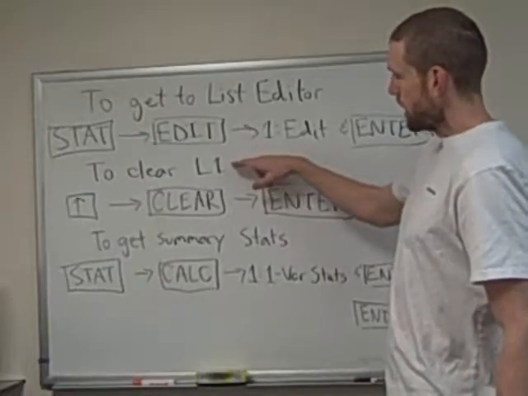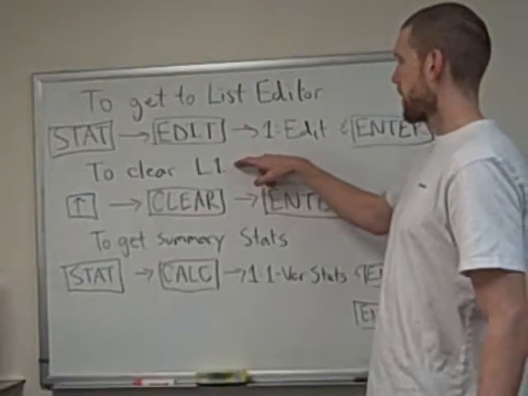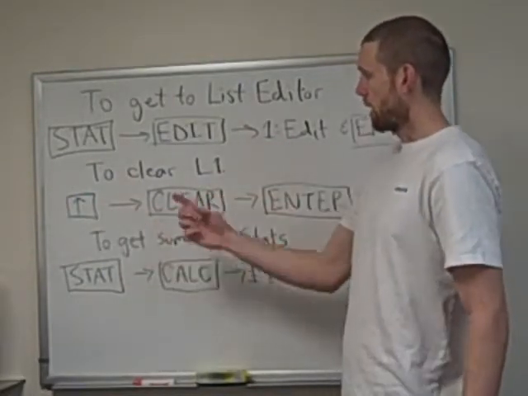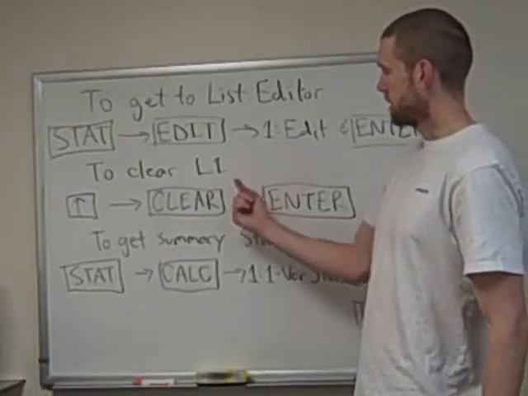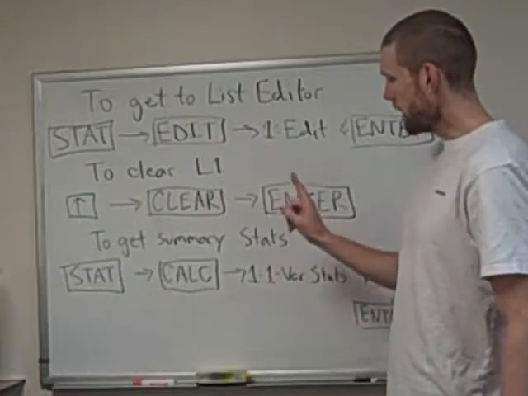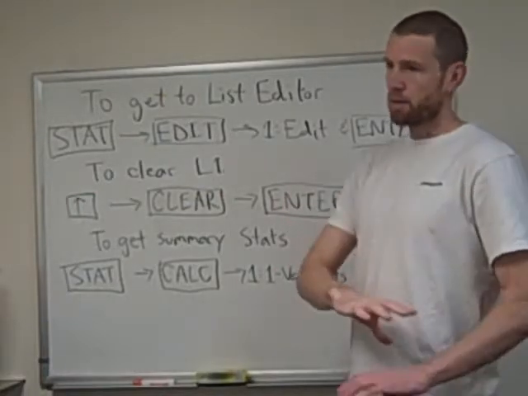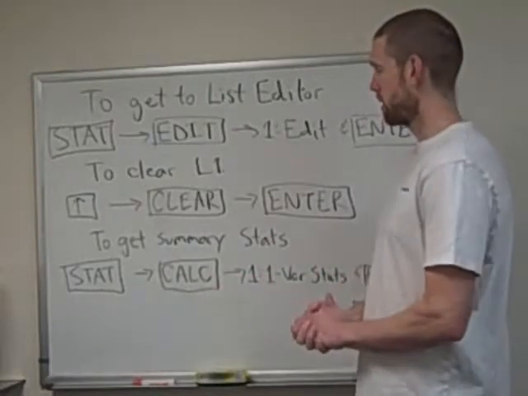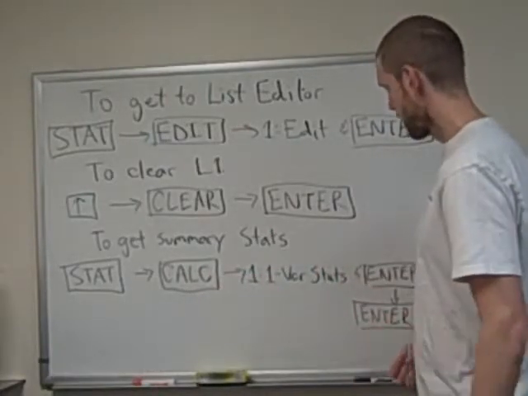If there's already a data set in L1, you're going to want to clear it out, and the way that you do that is you use the up arrow to go up to highlight the list L1, and then you push the clear button and the enter button. If you do delete, you'll actually delete L1 and it's gone. You can get it back, but it's easier not to do that.